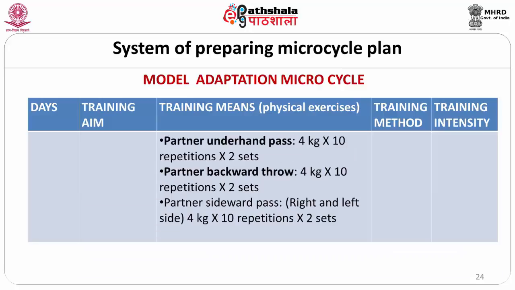Partner overhand pass, partner backward throw, 4 kg medicine ball is used, 10 repetitions and 2 sets each. Partner sideward pass, right and left sides, 4 kg, 10 repetitions and 2 sets.